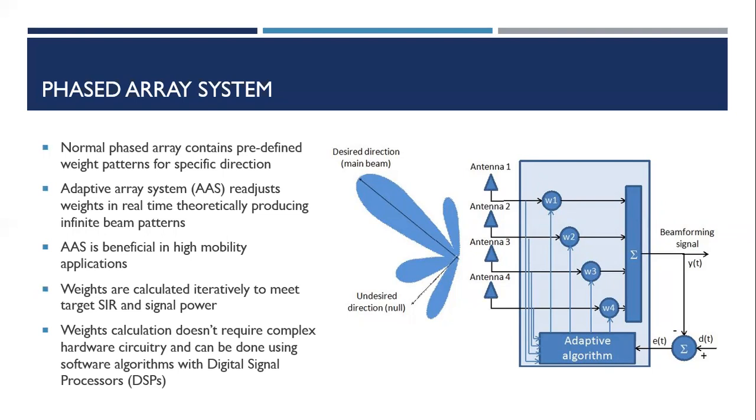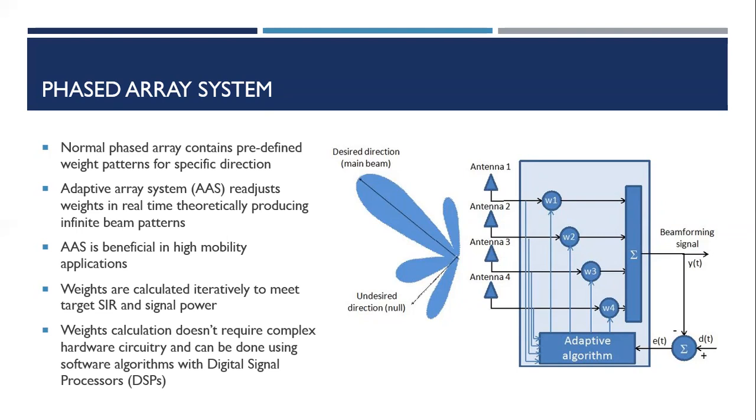In contrast to the normal phased array, we have the adaptive array system, or AAS, which will readjust the weights in real time, and it can theoretically produce infinite beam patterns in infinite directions, and hence is much more robust compared to the normal phased array system. So this is essential in applications which have high mobility, where the user is continuously moving. In that scenario, the adaptive array system is much more feasible.